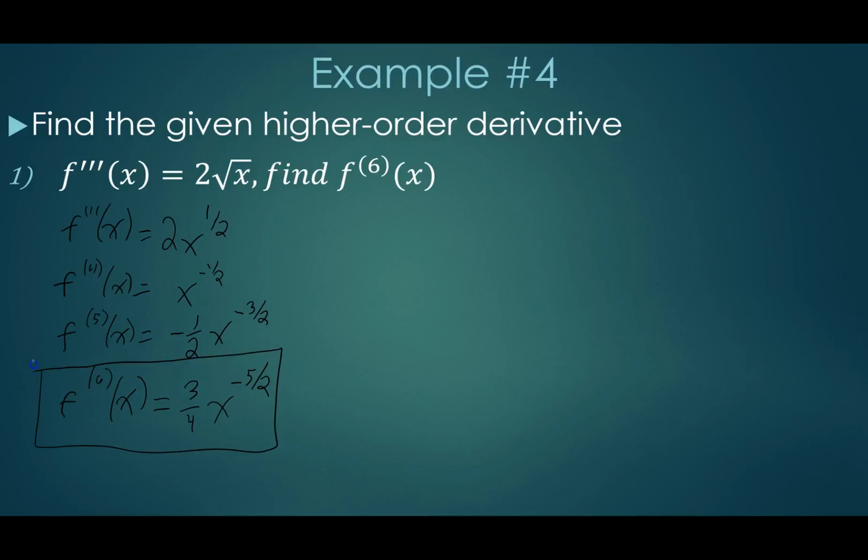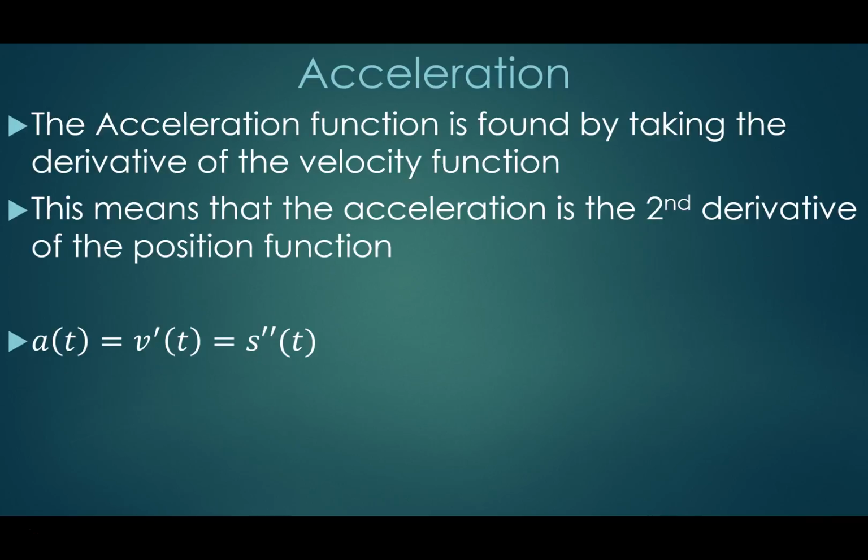So the sixth derivative of this function, whatever it was, because I don't know what it is originally, I only know the third derivative, is 3/4 x to the negative 5/2. We will eventually learn how to find stuff like the original function for this derivative. That's what we call integration. That is a much later chapter, but we will eventually get to that, the whole reversing the derivative process. So there we go. Not that bad.